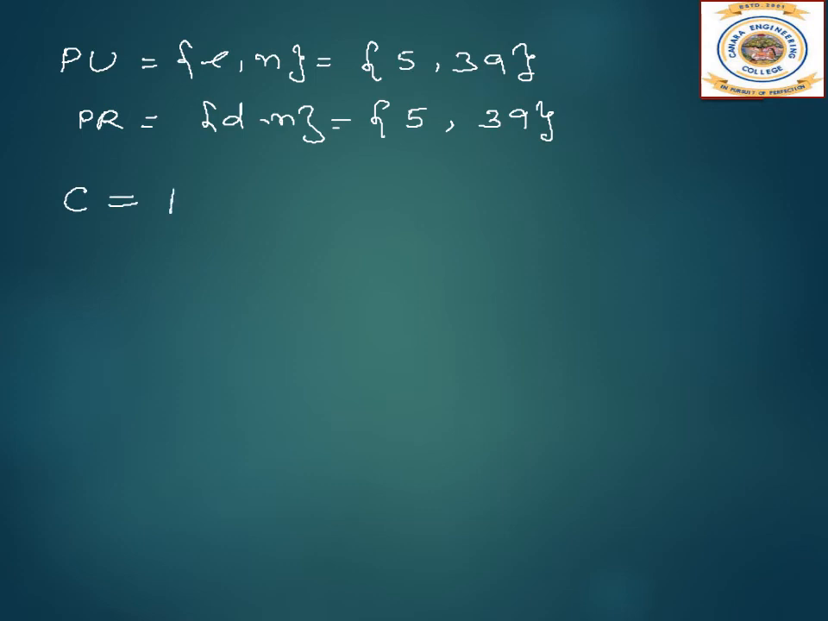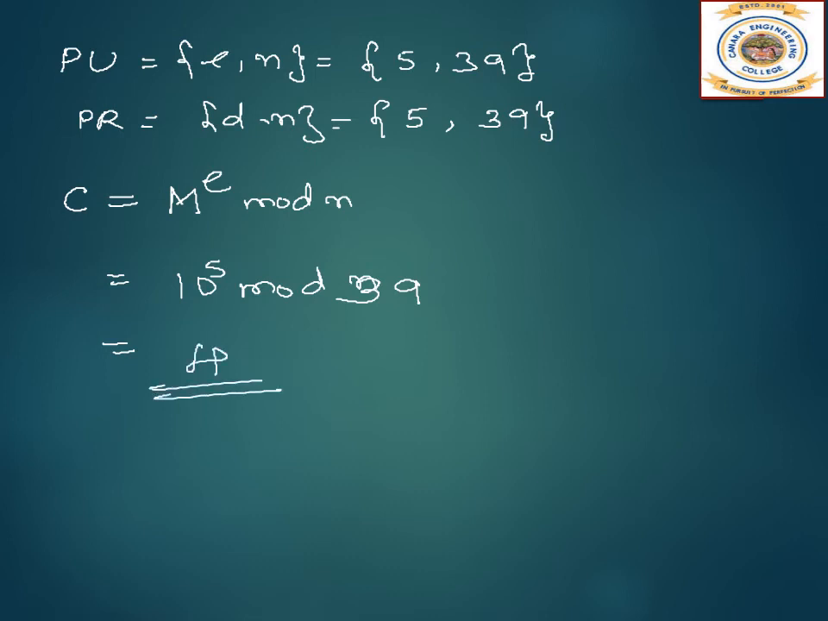So let us do the encryption. C is equal to M to the power E mod N. So M is given as 10, 10 to the power 5 mod N. N we know is equal to 39. So 10 to the power 5 mod 39 will give us an answer of 4.